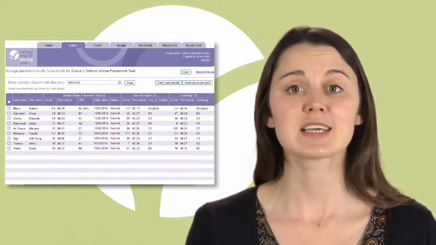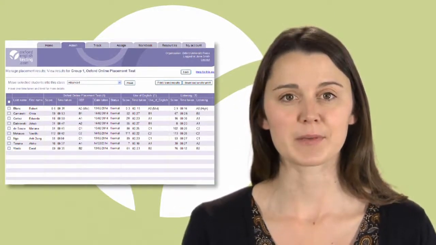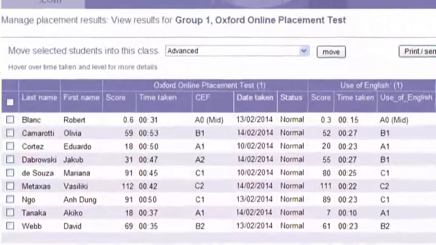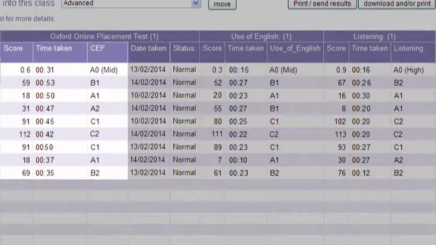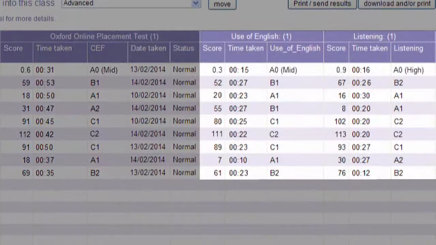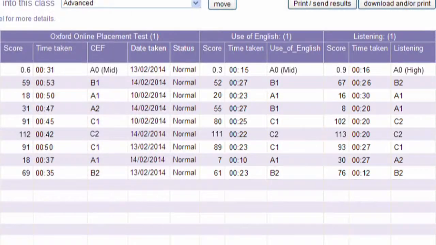Once your students have finished the test, questions are instantly marked and the results appear in the online markbook. Here, you can easily sort and analyse them. The results page shows the student's CEFR level, scores out of 120, and time taken. There are separate scores for the use of English section and listening section, helping you to differentiate between students and know where they might need extra practice. You can then create a results card for each student and either email it to them or print it out.